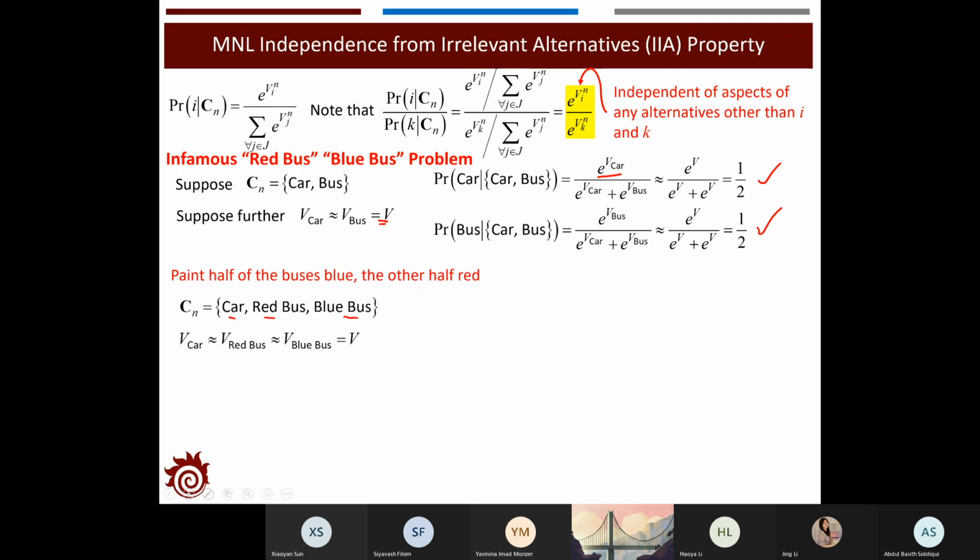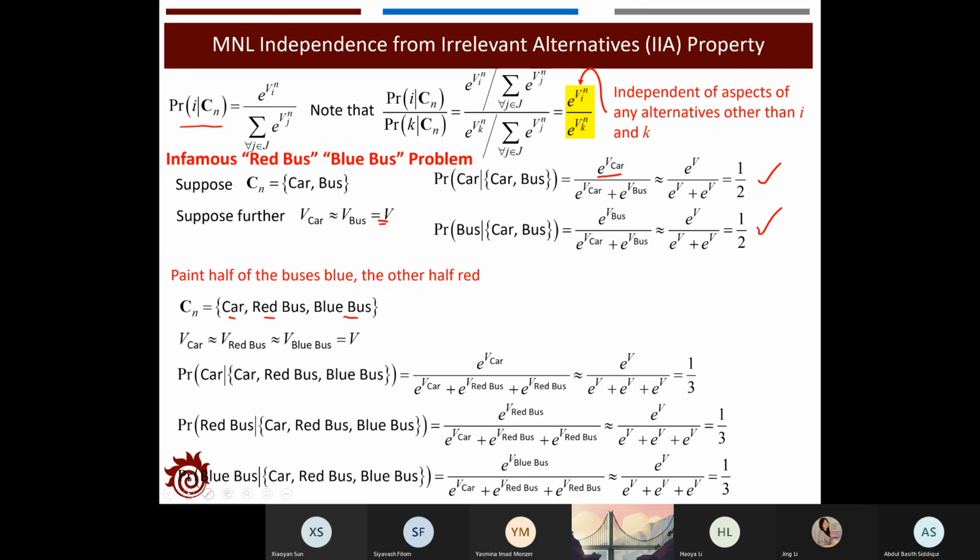If we apply the multinomial logit model to calculate the probability, we have three modes. The utility for each mode is V. So car is V, red bus is V, blue bus is also V. From the calculation, you get the probability of the car is 1/3, probability of red bus is 1/3, and blue bus is also 1/3.